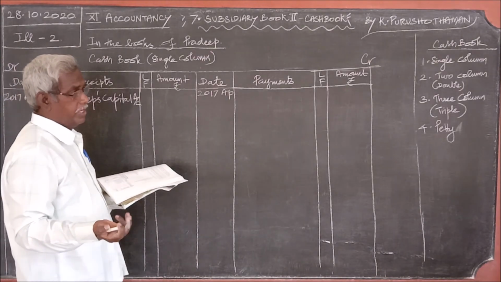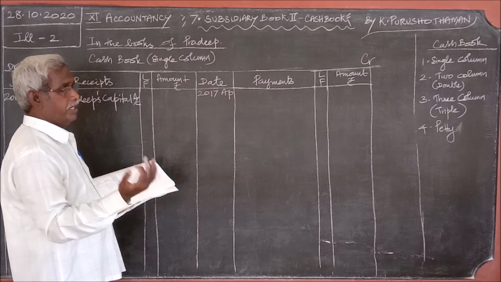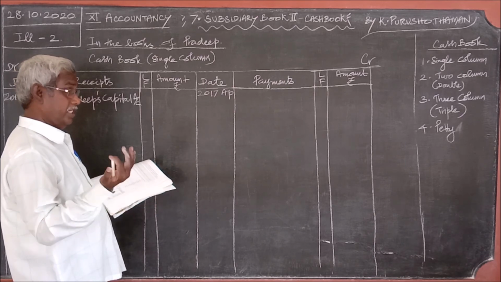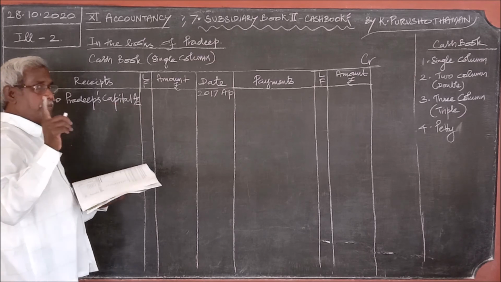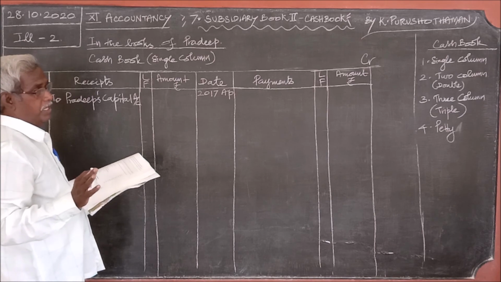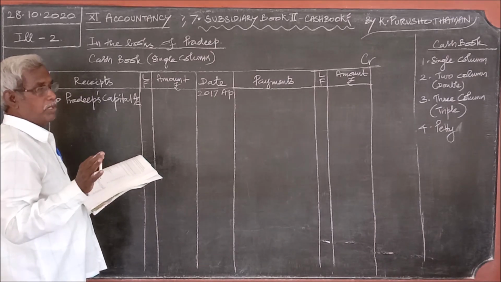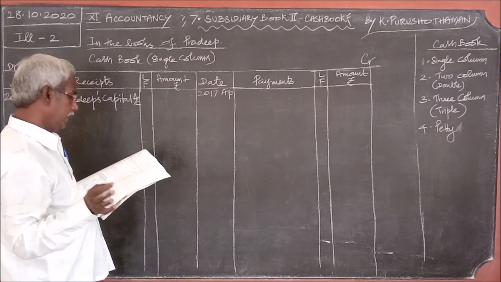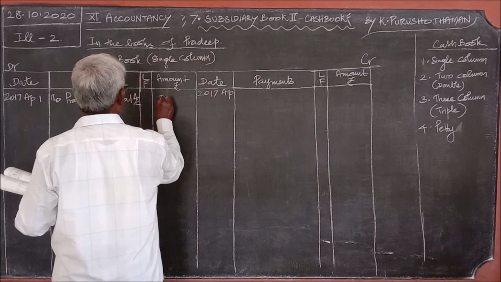Or else, if the first transaction is given like this, started business, commenced business, you should use the term capital account. Be very careful. If you change it, that will be wrong. Even if you write it on the debit side, it will be wrong. No mark will be given for that entry. Okay? Right. Commenced business with cash, 27,000.